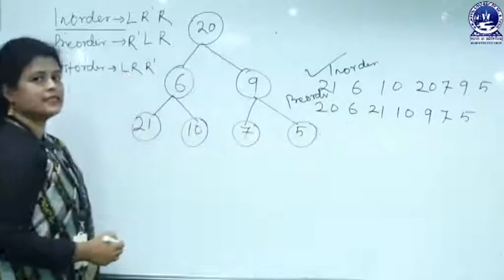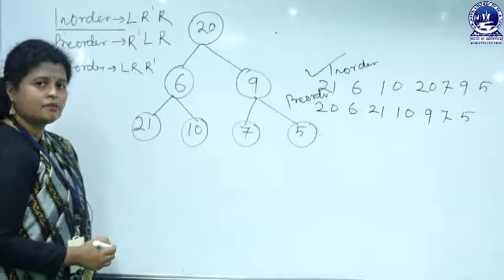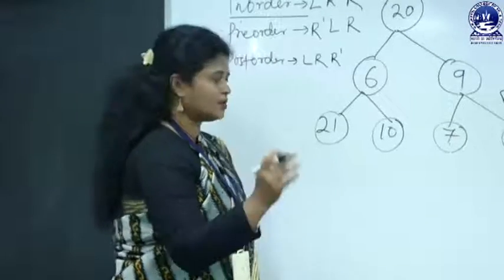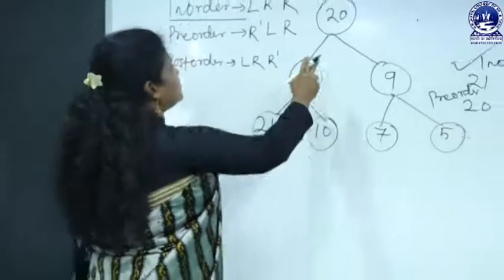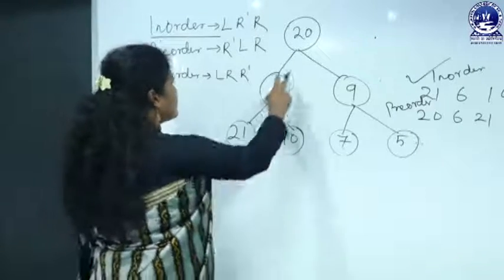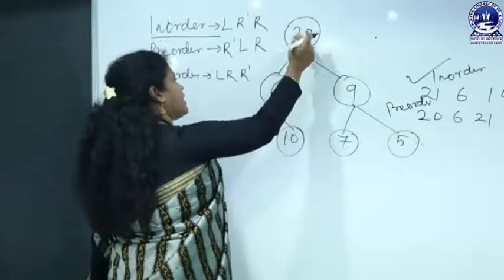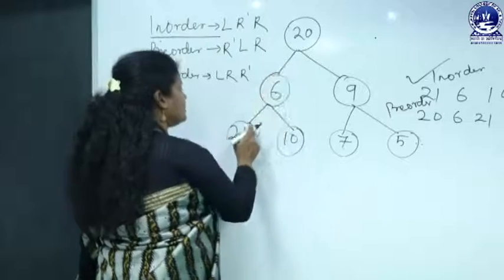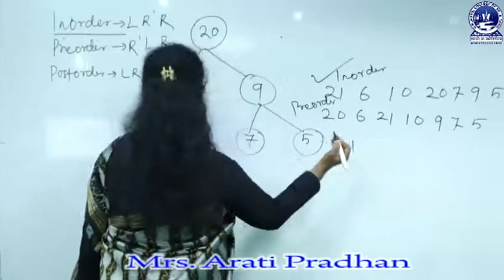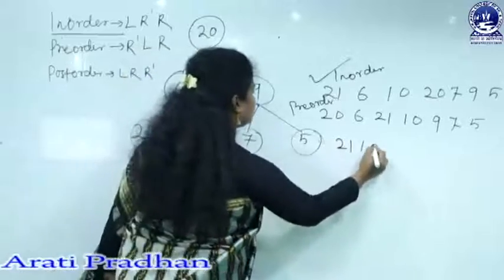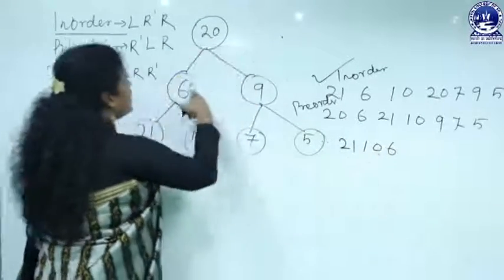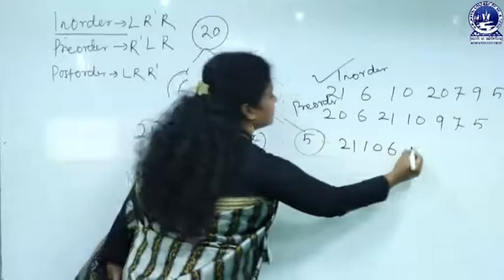Now we will discuss post-order. What is the logic of post-order? Left, right and then root. Okay. Left, right, then root. So, in case of post-order, we will start from this point, but we will move in this direction and the first output will be 21, then the output will be 10, then root here 6. Then we will go here, this is 20.